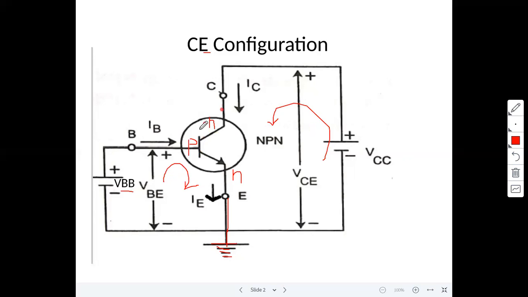Similarly, the second one is the collector base junction. Observe here, the collector terminal is connected to the positive supply VCC, and here is VBB, and the condition is VCC greater than VBB, so that the collector base junction is reverse biased. Suppose this one is 10 volts, this one is 5 volts, and the emitter terminal is 0 volts. Between 5 and 0, this junction is forward biased. Between 5 and 10, this junction is reverse biased.